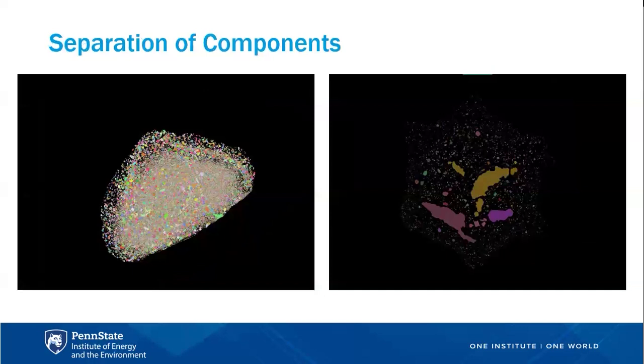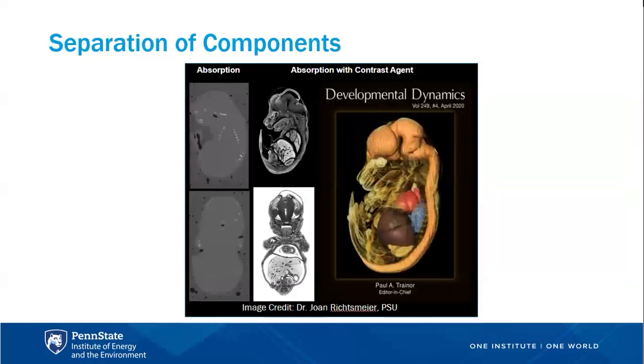The other thing we can do is separate components. And if we can separate components, we can do research on it. So in this case, we have the high density, but we also separated those pores. But you can get really complex. This is actually from Joan Rixmeyer's lab, and they're separating individual components of an embryonic mouse. So you can get anything you can separate. We can do measurements on it. And so there's a lot of data that is involved in these images.